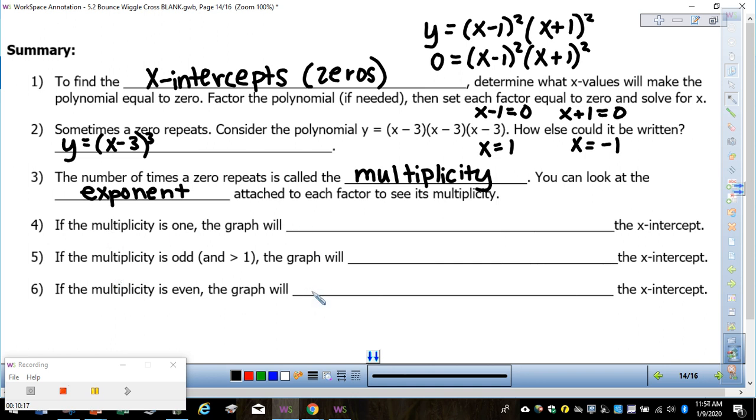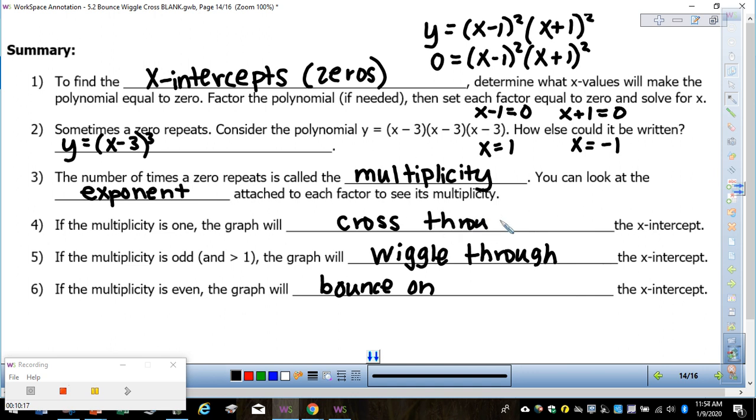Let's fill in 6 since that's what I just said. If the multiplicity is even, the graph will bounce on the x-intercept. If the multiplicity is odd and greater than 1, the graph will wiggle through the x-intercept. And then finally, if the multiplicity equals exactly 1, that's like the linear factor, it's just going to perfectly cross through the x-intercept. Okay, so multiplicity, that's the big new word that we need to take from this.